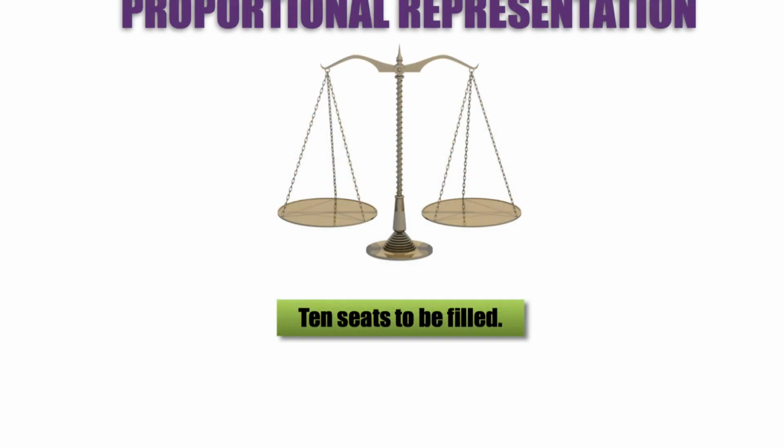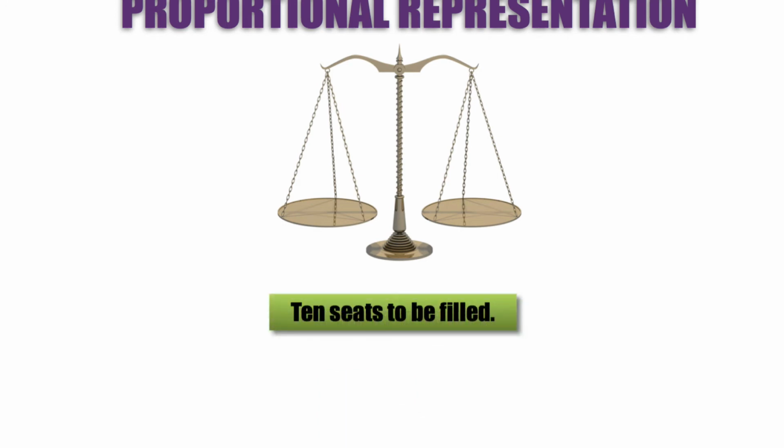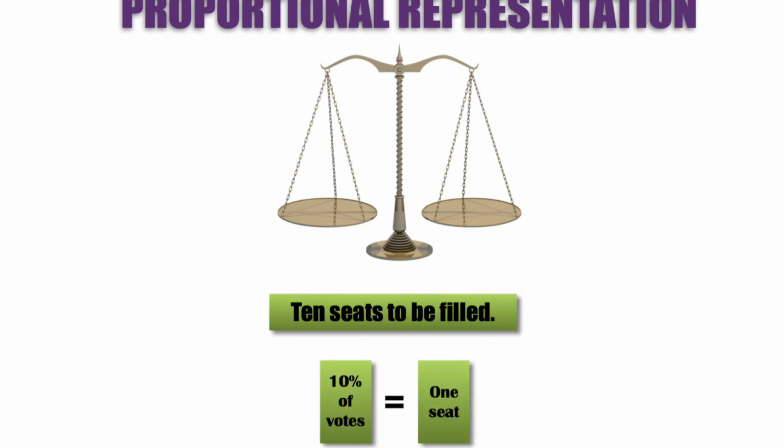If there are 10 seats in a legislative body to be filled, and a party gets 50% of the vote, the top 5 candidates on that party's list would be elected. If there are 10 seats to be filled and a party gets 10% of the vote, only the top candidate on that party's list would be elected. An independent candidate getting 10% or more of the vote in that election would also be elected.